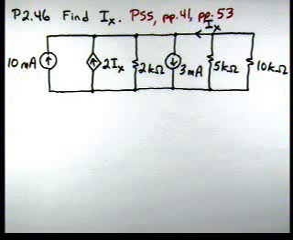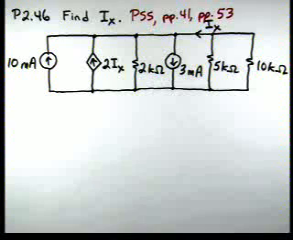Okay, here's a problem solving video for problem 2.46. It says find Ix, and we're going to be using the problem solving strategies on page 41 and 53. If you look at that circuit, you will note that all of those elements are connected in parallel. There's only two nodes, so this is a single node pair circuit.